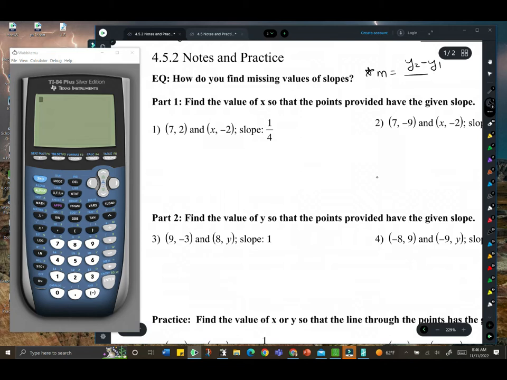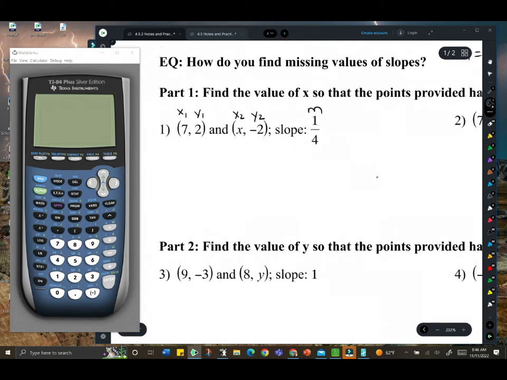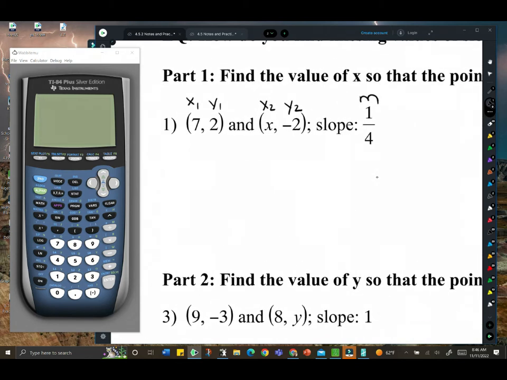This is part 2. The big thing for today is using our slope formula. So I have it written down up there, m equals y2 minus y1 over x2 minus x1. From there, label the points. So we are going to be finding values of x that are missing. So I'm going to label everything and then just put that into our formula.